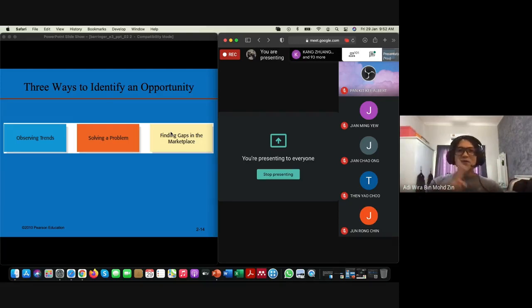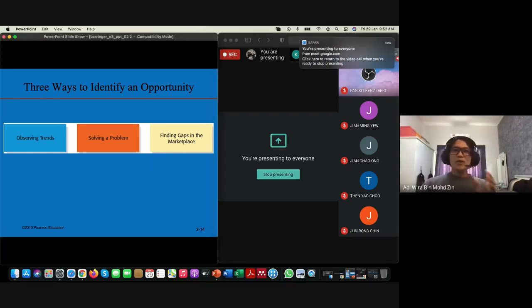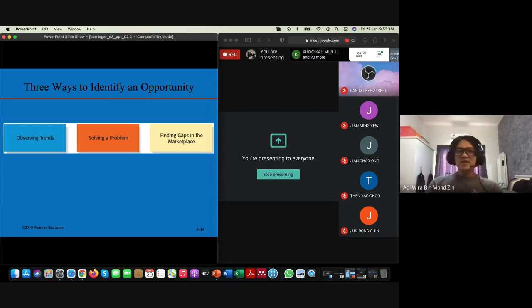There are three ways of looking for opportunity. The first way is looking at the trend, the second is solving a problem, and number three is looking for a gap, the difference, in the marketplace.